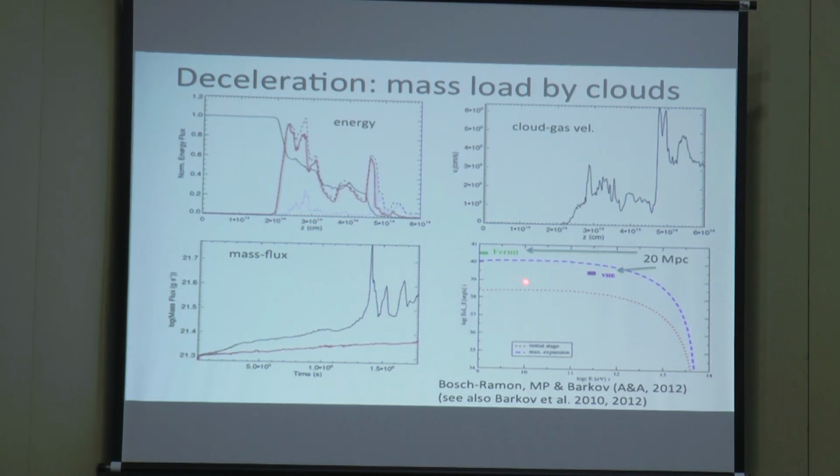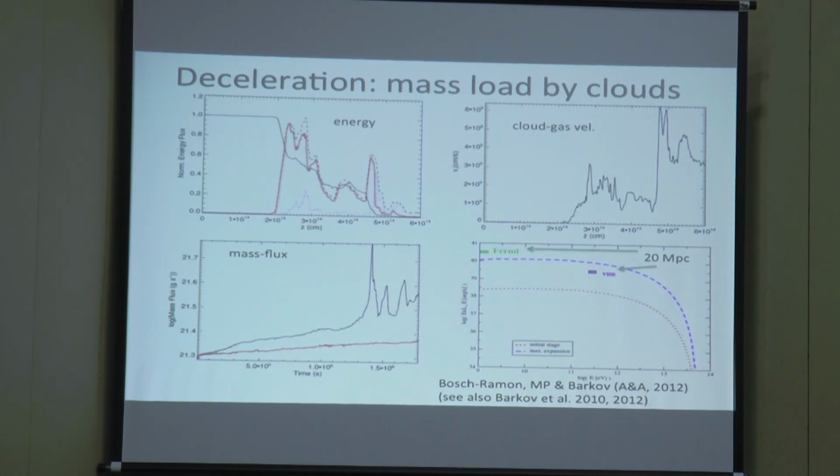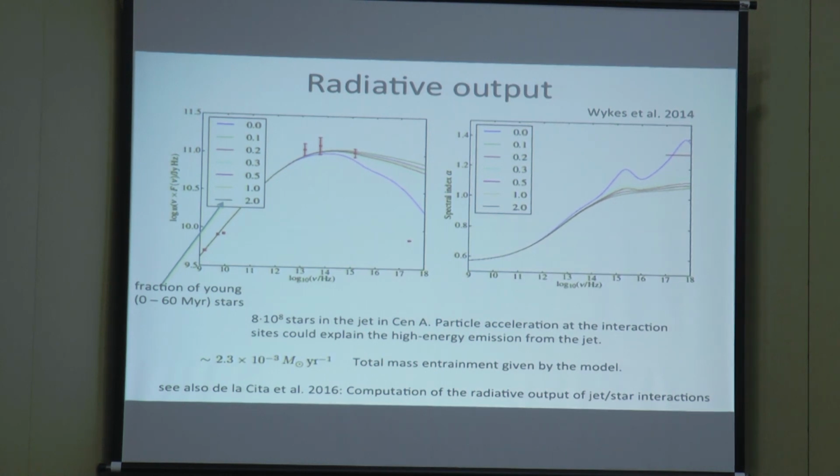This is at half the grid, and this is an estimate of the radiative output of PP processes as seen at 20 megaparsecs. And these are the observing limits for Fermi and very high energy detectors. So this shows, together with the work by Sarka-Wikes, that part of the very high energy output from relativistic jets could be generated by jet-star interactions.